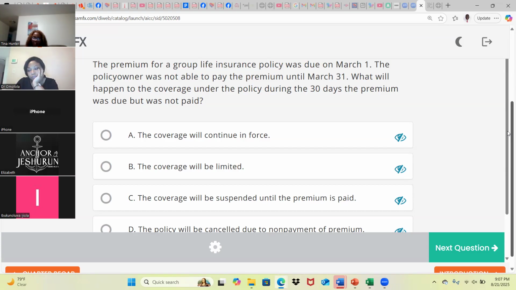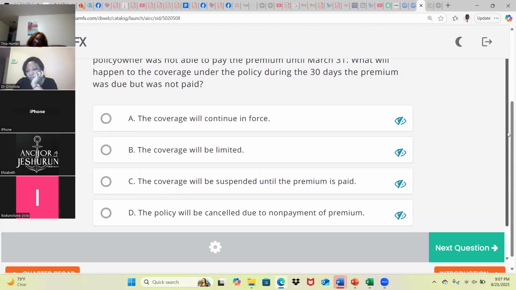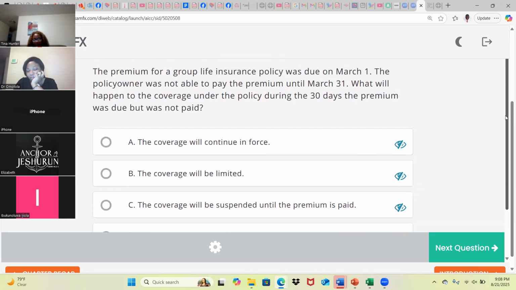I would think A, the coverage will continue in force. Yes. Because the 30 days, what would be the rationale? Grace period. The grace period would have been taking place to allow it not to fall out of cancellation. Which is very true.